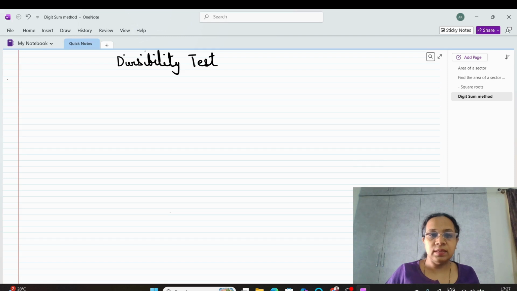Now, the divisibility test helps us to find out if a number is divisible by another number. Today we are going to study the divisibility test from 2 to 13. The divisibility test will tell you how to check if a number is divisible by any of the numbers between 2 to 13 without actually dividing the number. First we will start with the divisibility test of 2.